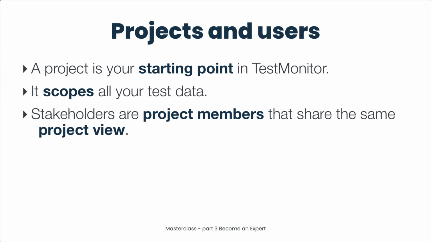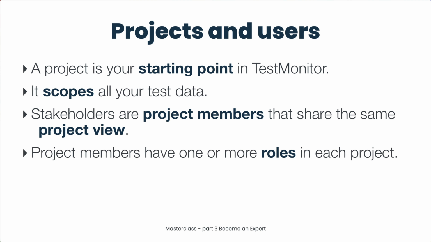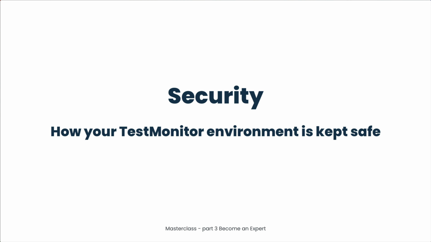Project members have one or more roles for each project. For example, Jason can be authorized as a tester in Project A, while he can be authorized as an auditor on Project B. Let's talk about the topic security.